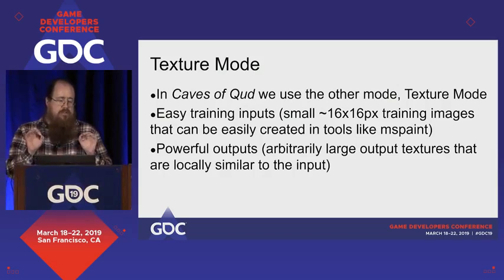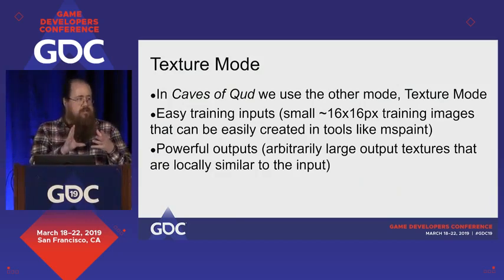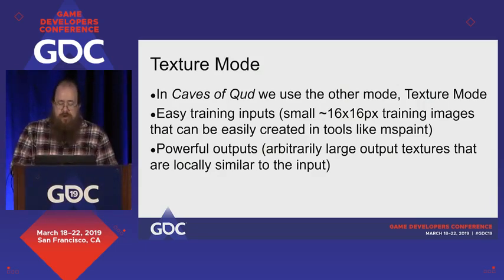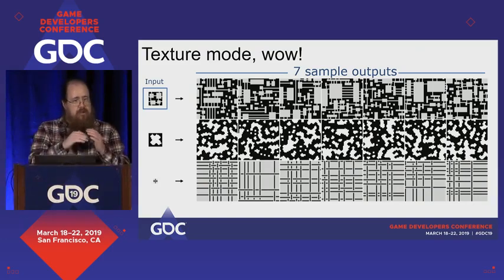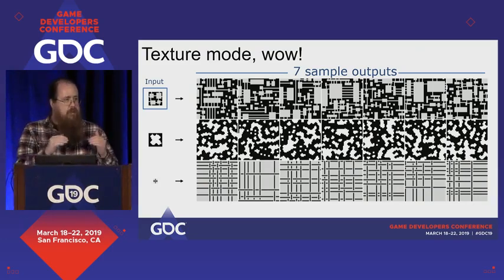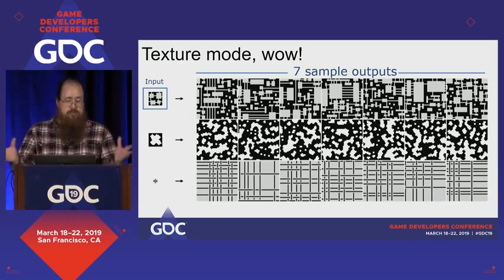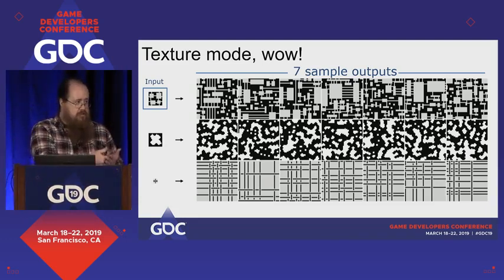Texture mode uses small training inputs. They can be big, but it's most powerful when they're small. Maybe 8 by 8 or 16 by 16 training images, and they can produce arbitrarily large outputs with the character of that input training image. This is pretty amazing. So on the left, you have 3 separate inputs. On the top, you see a sort of rectilinear room hall, and you can see 7 sample outputs here, just bigger. You can see that each of them has a pretty different layout, but shares structurally the same character as the input.